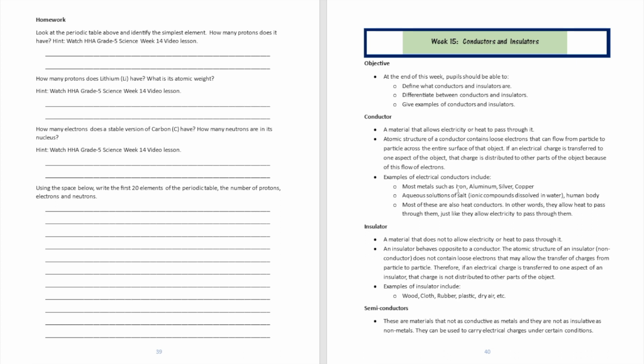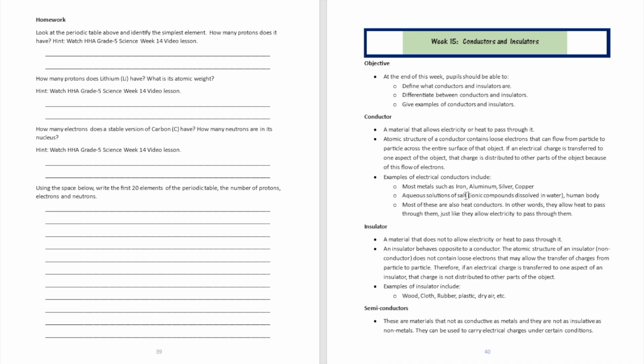Examples of electrical conductors are going to be things like metals. There are different kinds of metals: iron, aluminum, silver, and copper are examples. All of these are going to be conductors. Why? Because they allow electricity and heat to pass through them.